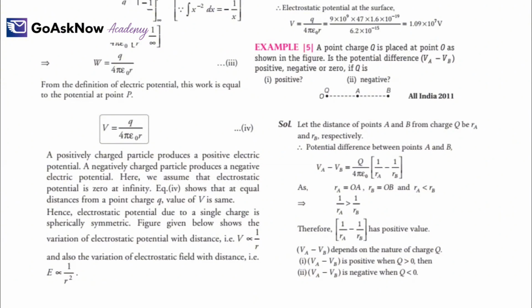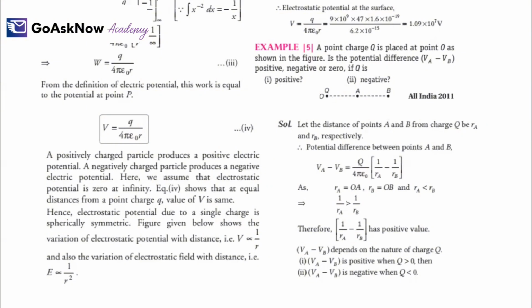Equation 4 shows that at equal distance from a point charge q, the value of V is the same. It also shows that if points are equidistant from the charge q, then the electric potential there is equal. And the electrostatic potential due to a single charge is spherically symmetric.